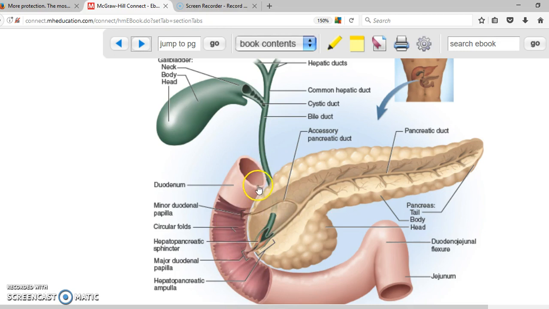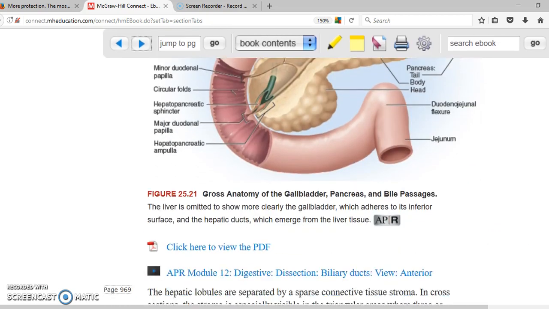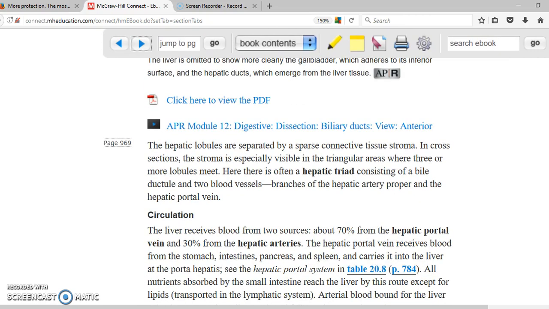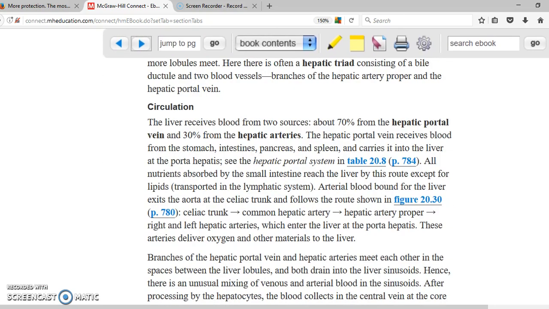The connection right here is connected to the stomach. So when the food comes from your stomach, it goes right here. Right here is where the food gets finally digested completely before it gets absorbed around here. Okay, very important. So let's keep going down. We said circulation in the liver. We already talked about it.